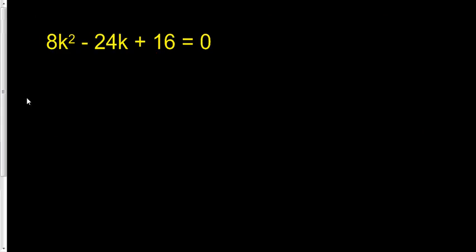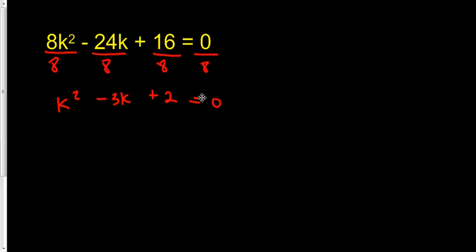Let's go through and actually work on this one right here. Just because this is a k and not an x does not mean that we would treat it any differently. So let's make this into a positive 1 for a. But that means I've got to divide b by 8, and I've also got to divide c by 8. But wait, I also have to divide the 0 by 8 on the other side of the equation to keep the balance of the equation. So k squared minus 3k plus 2 equals 0.